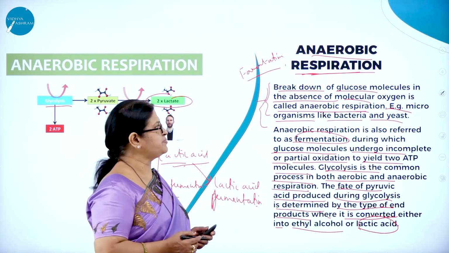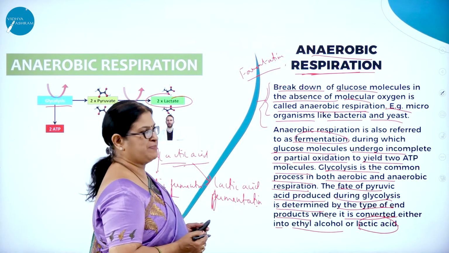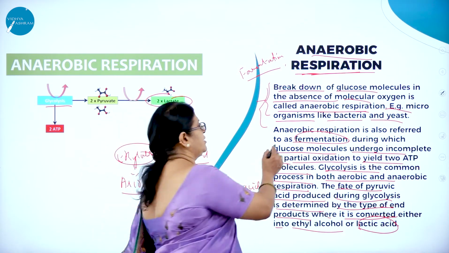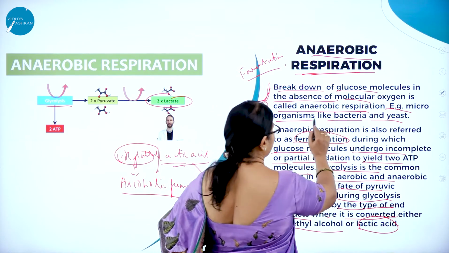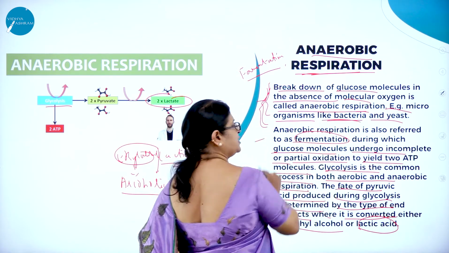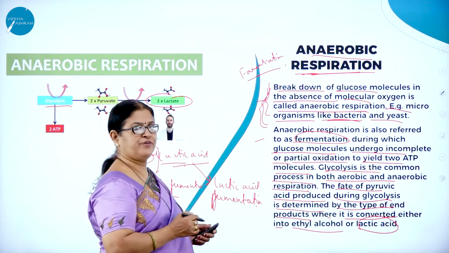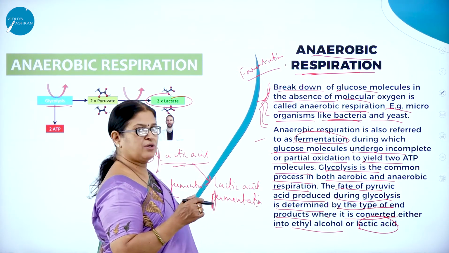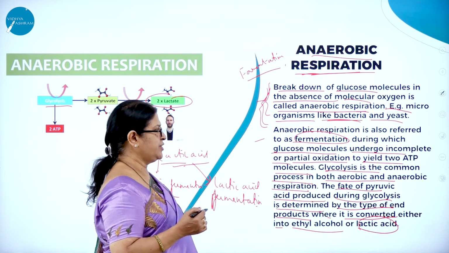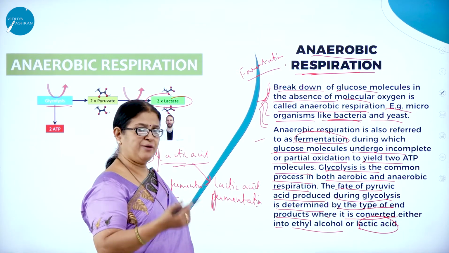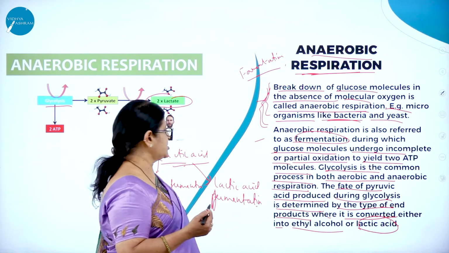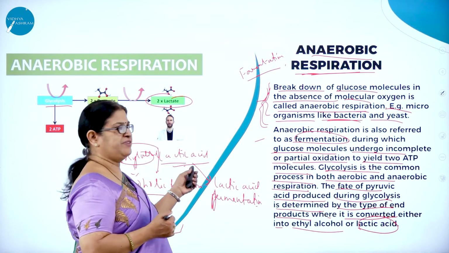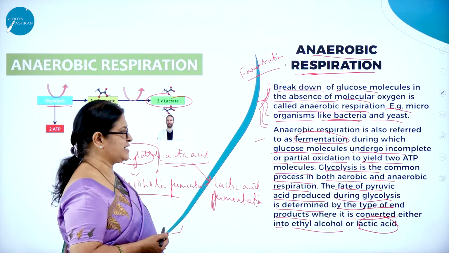So what is anaerobic respiration? Breakdown of glucose molecules in the absence of molecular oxygen is called anaerobic respiration. Example, it takes place in organisms like bacteria and yeast. As we know, anaerobic respiration is also referred to as fermentation. Why? Because glucose molecules undergo incomplete or partial oxidation to yield 2 ATP molecules. Based on the end product, if it is ethyl alcohol, it is called alcoholic fermentation, and if it is lactic acid, it is called lactic acid fermentation.